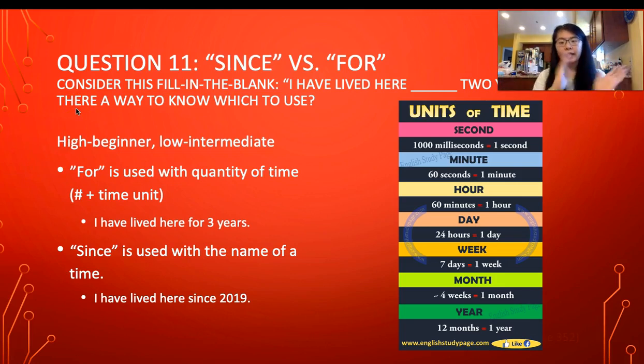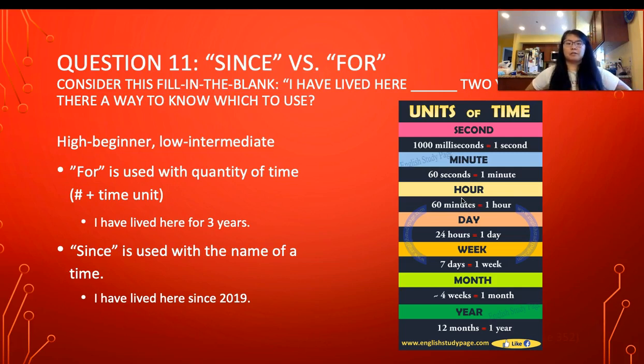So we have a handy infographic over on the right-hand side of the screen. So for is used with a quantity of time. So quantity of time, like for 1 second. I have lived here for, I've only been here for 1 week.